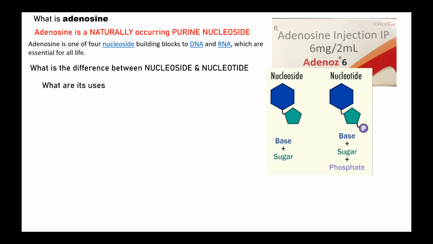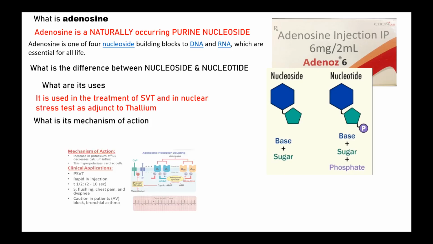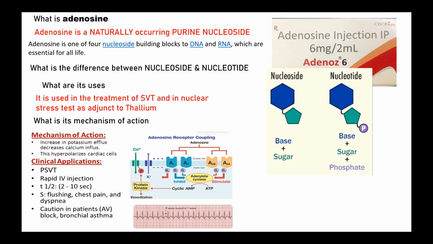What are its uses? Adenosine. Mainly for PSVT and SVT, sir. Treatment of supraventricular tachycardia, and in the nuclear stress test as an adjunct to thallium also. What is its mechanism of action? It blocks the A1 receptors, increases potassium efflux, decreasing calcium influx. It hyperpolarizes cardiac cells. Clinical application, paroxysmal supraventricular tachycardia. You can give rapid IV injection. The side effects are flushing, chest pain, and dyspnea.